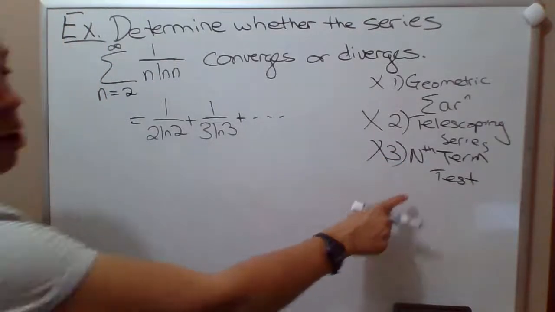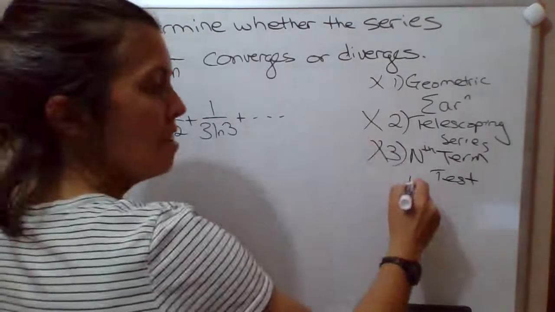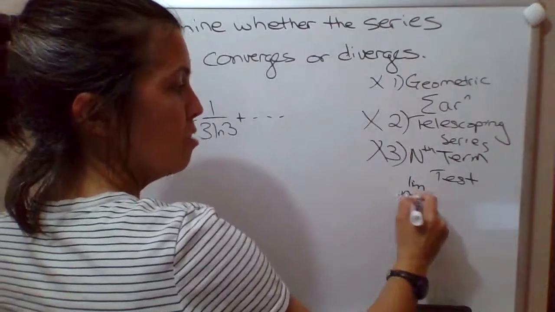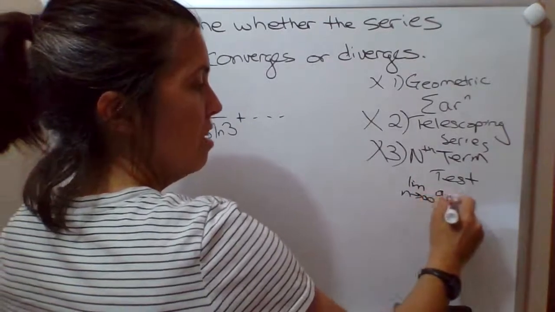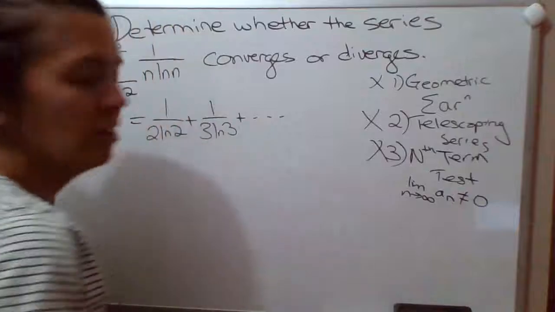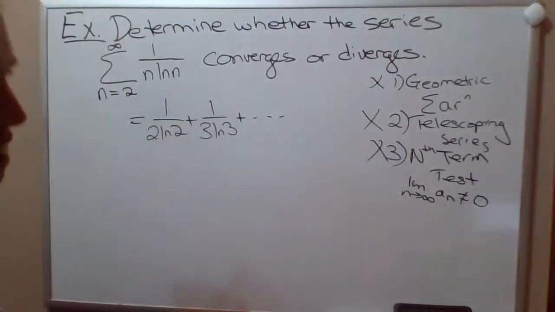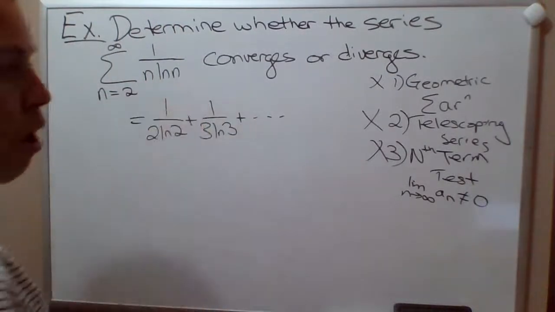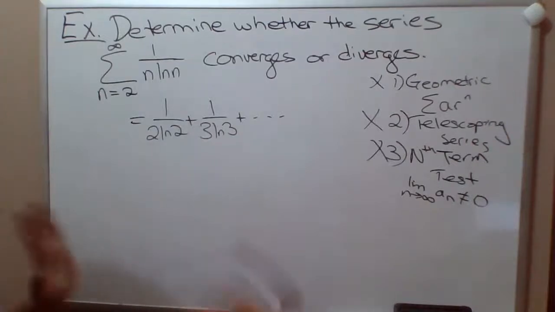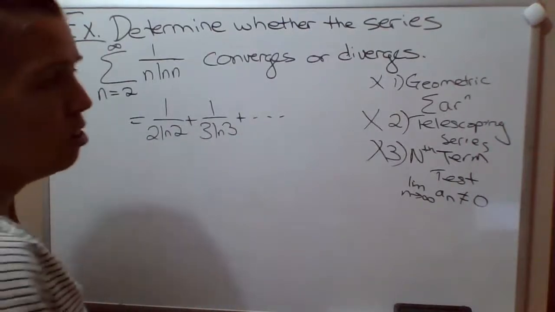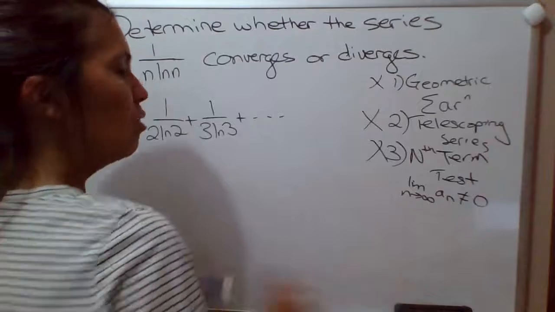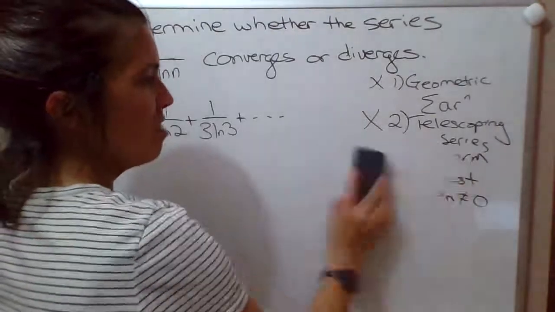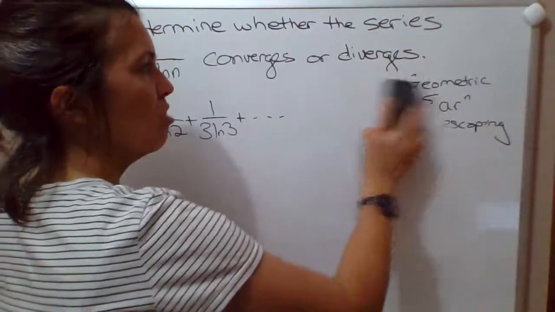Nth term test, again, for emphasis, only applies if the limit of the terms in your series is not approaching 0. Then you can say it diverges by the nth term test. But if the terms are approaching 0, then you're not really sure. Could converge, but it could still diverge. So that leaves us with just the latest test from your notes, which is the integral test.